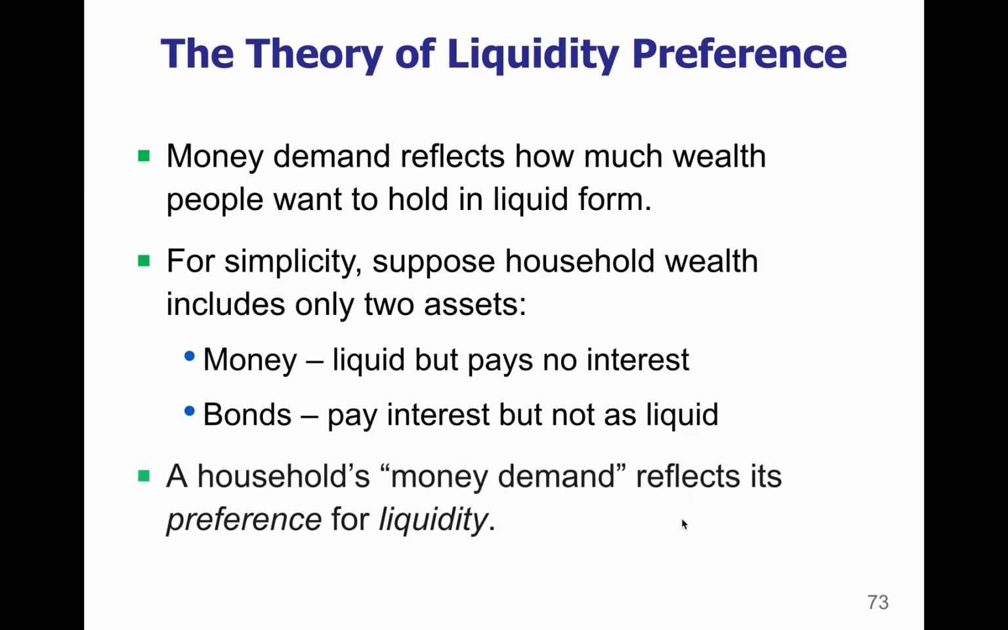So this is the opportunity cost of holding money in liquid form or in something like a bond. A household's money demand is not about your demand for more wealth. It's about how you want to hold the wealth you have. Do you prefer it in liquid assets, which would be an increase in money demand, or do you want to put it in other forms of savings like bonds and stocks?